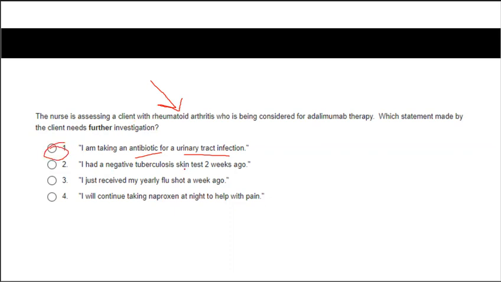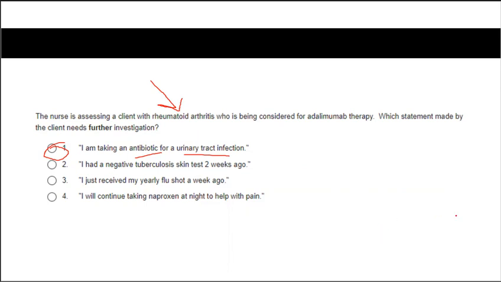How about option 2? I had a negative tuberculosis skin test 2 weeks ago. Again, that would be a good thing. Remember, we said the immunosuppressive action of TNF inhibitors can activate latent tuberculosis. So we want to carry out a tuberculin skin test before we begin TNF inhibitor therapy. And if the client tests positive for latent TB, they must undergo treatment for TB before starting therapy.